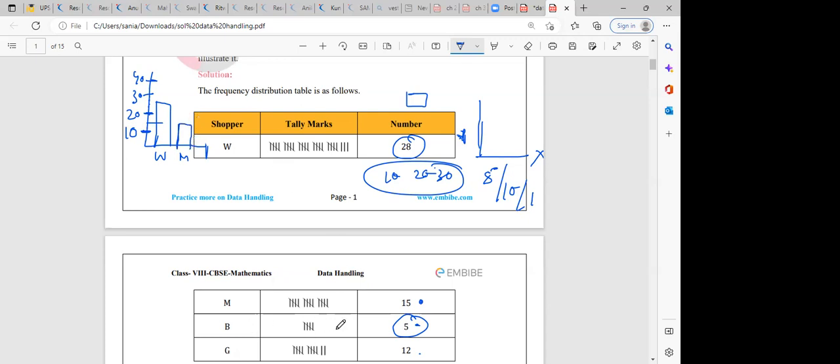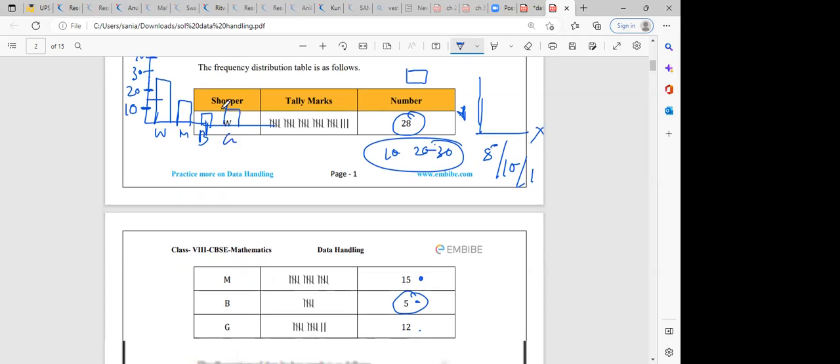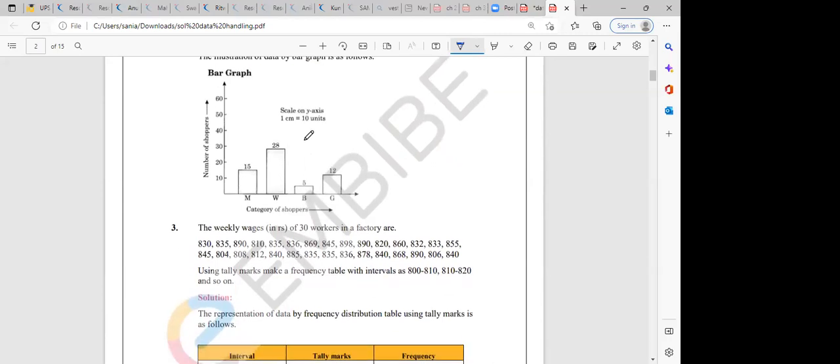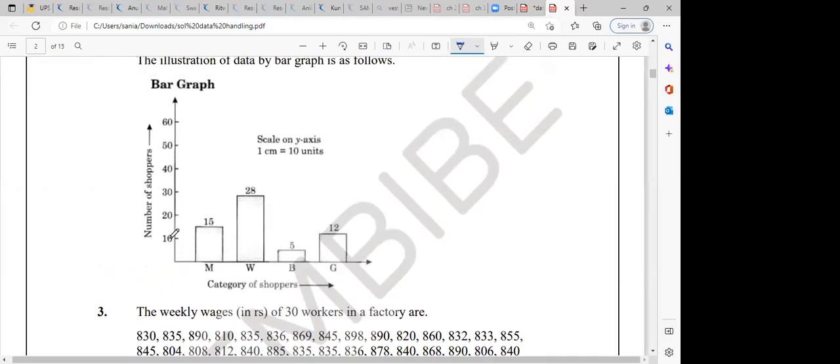Then it is B, 5. So it will lie here: 1, 2, 3, 4, 5. Then G, it's 12. So it will lie at 10, 11, 12 here. So it is G. Like this you will draw. Clear? You can see over here, they have even taken 10, 30, 40, 50, and you are done with all this, right?